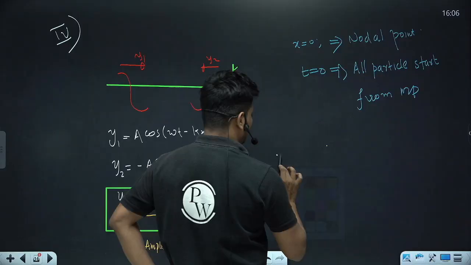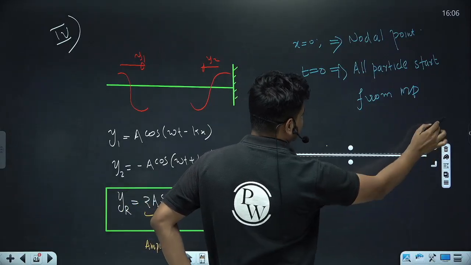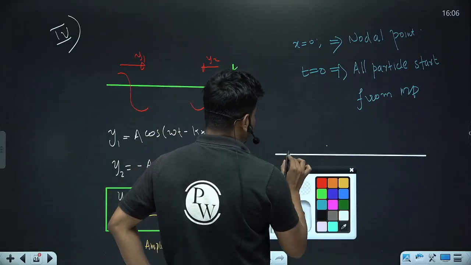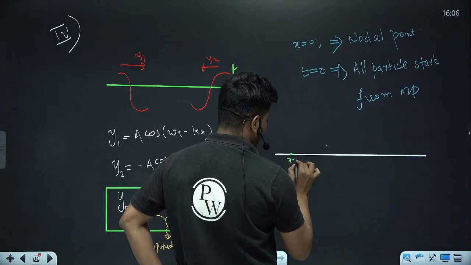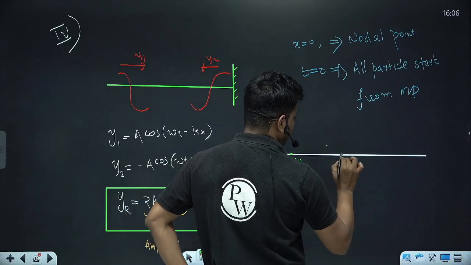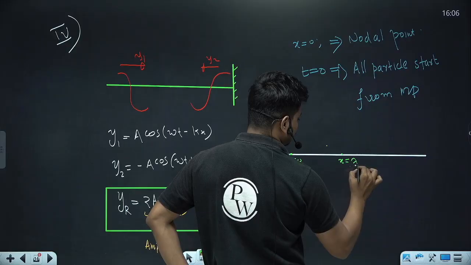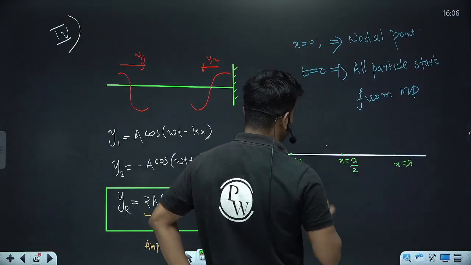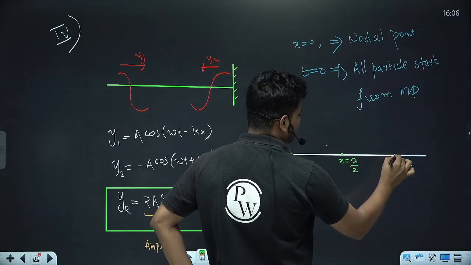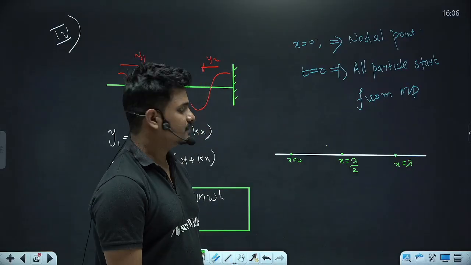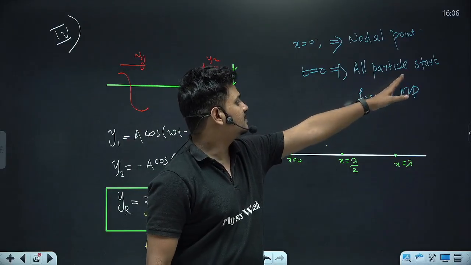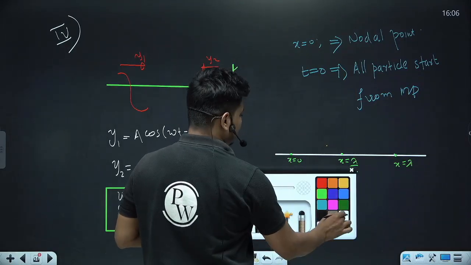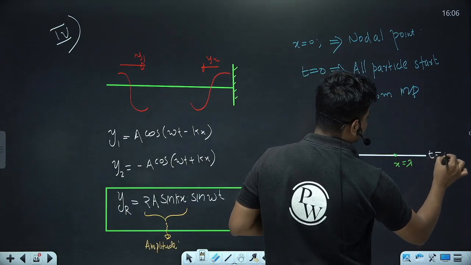So how can we draw it like that? This is our reference line. Okay, what is a nodal point? Just to mark the nodal points. x equal to 0 is one nodal point. The next one is x equal to lambda by 2. The next one is x equal to 2 lambda by 2, that is lambda. These are the nodal points. Then all particles start from the mean position at time equal to 0. So we can say at t equal to 0, every particle is here.